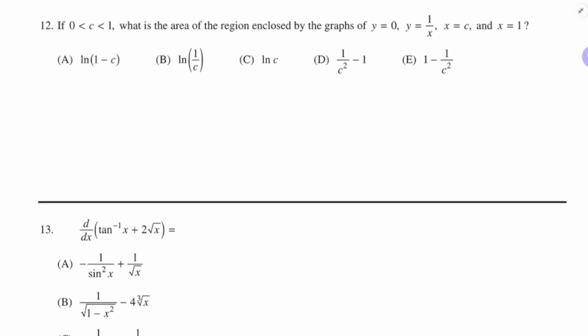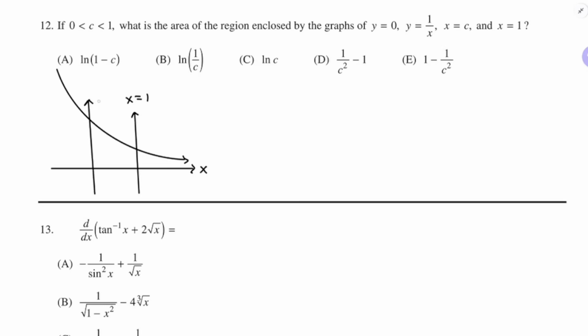If c is between 0 and 1, what is the area of the region enclosed by the graphs of y equals 0, that's the x-axis, y equals 1 over x, x equals c and x equals 1? Okay, so I'm going to put x equals 1 right there, and then x equals c. It's between 0 and 1, so I'm just going to put it right there. And there I've got the region.